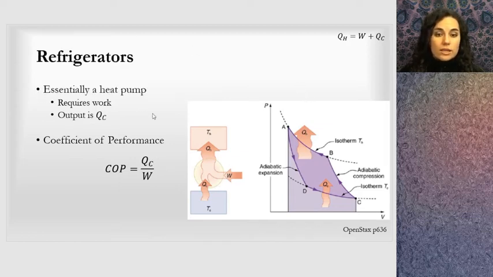Refrigerators are essentially heat pumps, but instead of focusing on the hot heat being put into the hot reservoir, we focus on the cold heat coming from the cold reservoir. We want to maximize that value. So in the coefficient of performance, you see the cold heat on top over the work, and we want to maximize the amount of cold heat being pulled in for the amount of work we put into facilitating that process to happen. Again, you can see it's the reverse process of the heat engine.